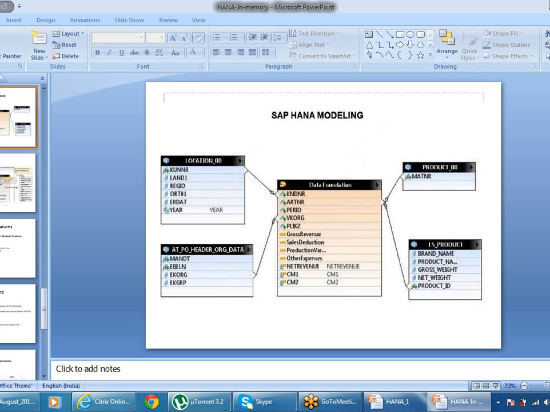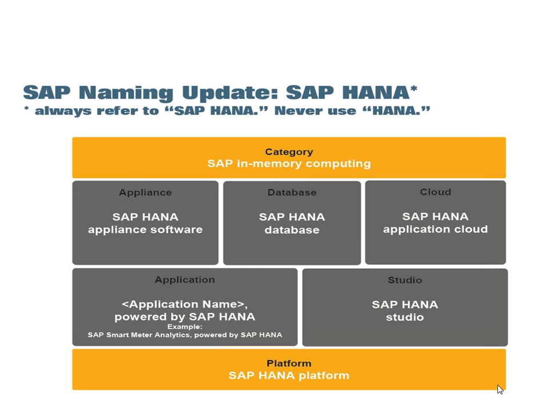Right, so that is what we covered yesterday. Today's section we will look at how the terminology of HANA is used. So you don't use it as a single terminology as HANA, but you always prefix it with SAP. You call it as SAP HANA. If you're using it with an appliance, you call it as SAP HANA Appliance Software. If you're using it with a database, you call it as SAP HANA Database. If you're using it on a cloud, you call it as SAP HANA Application Cloud.